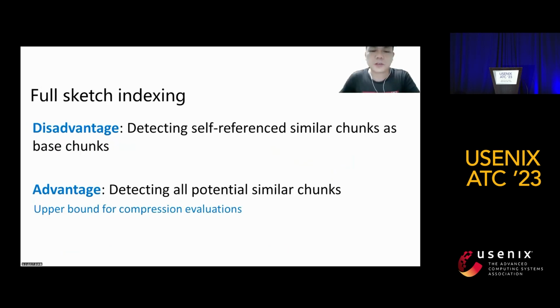The final category is the full sketch indexing technique. This technique also detects self-referenced similar chunks as base chunks, similar to the problem faced by the physical locality-based sketch indexing techniques. An advantage of this technique is that it can detect all potential similar chunks, making it a useful upper bound for compression evaluations.